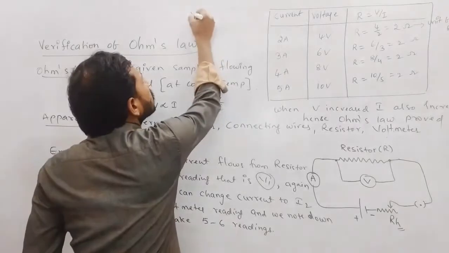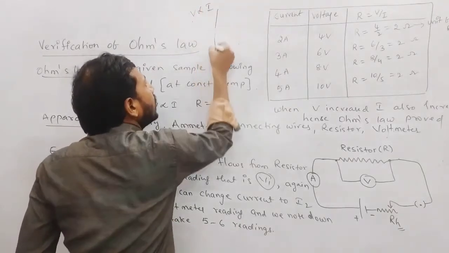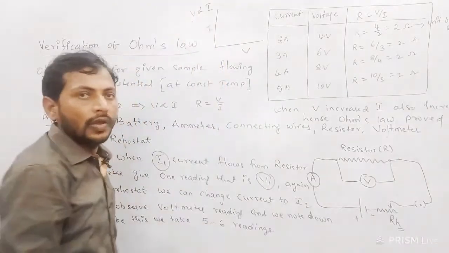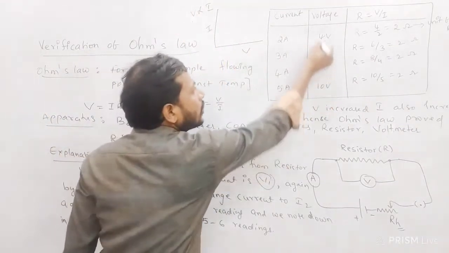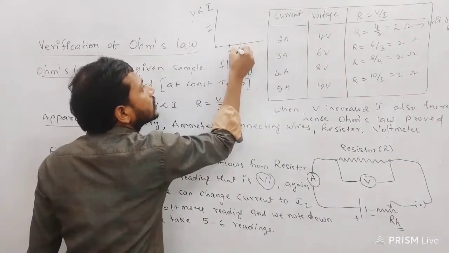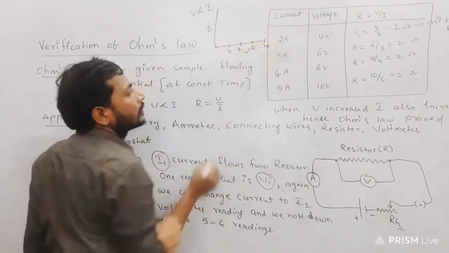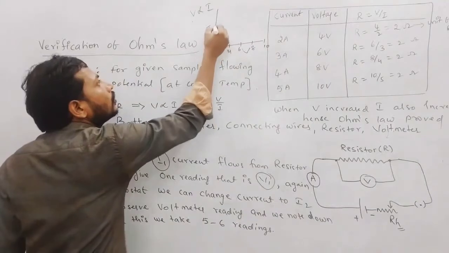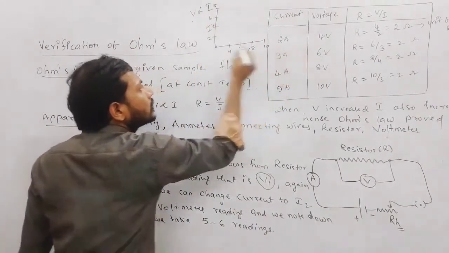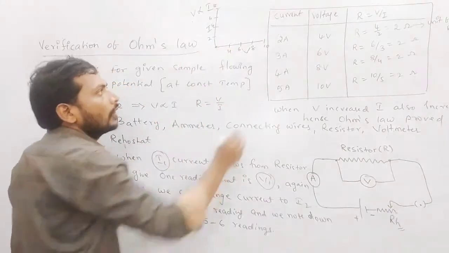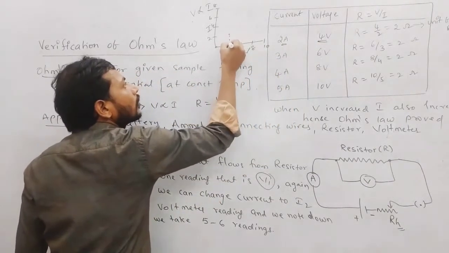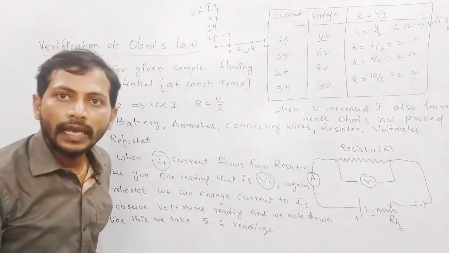V is proportional to I. That's why I am going to take V on the x-axis and I on the y-axis. When V is 0, please observe here: 0, 4, 6, 8, 10. Here I am going to take 2, 4, 6, 8. When the voltage is 0, current is also 0. When voltage is 4, current is how much? 2. 4 and 2, this is the location. Clear?